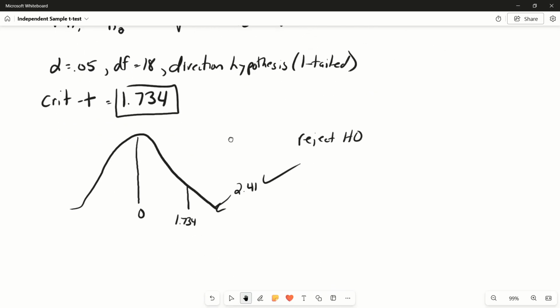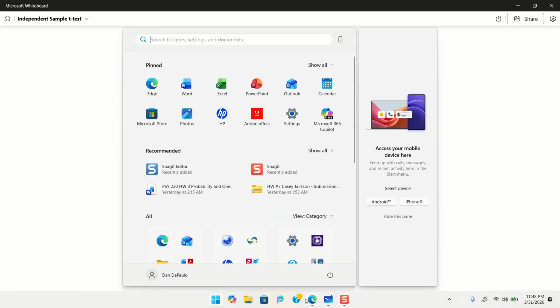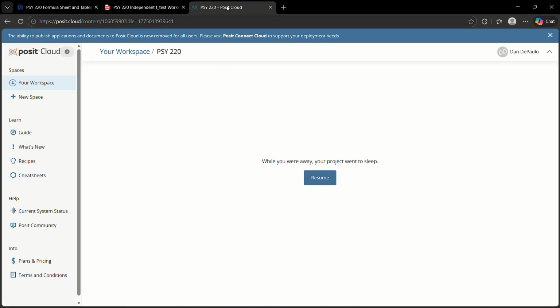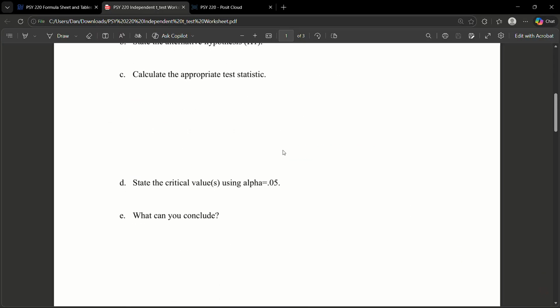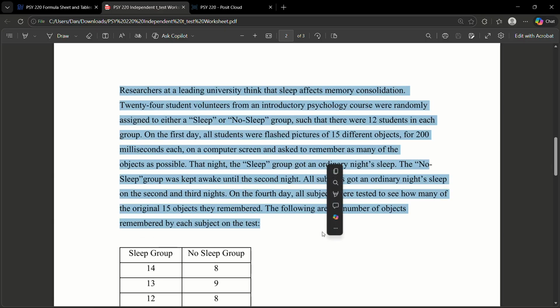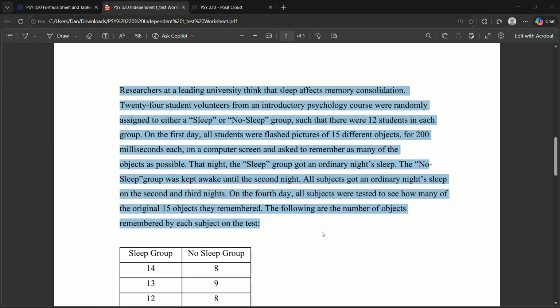So I'm just going to clear this out here. And I'm going to want to copy and paste the new problem in here. So here's the big problem, a longer problem.